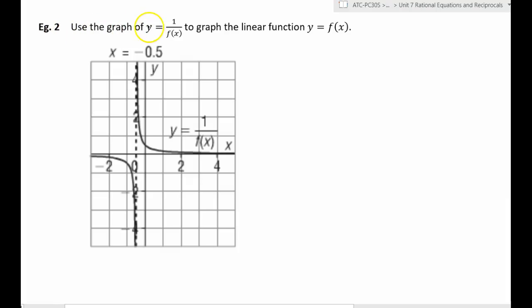Example 2. Use the graph of the reciprocal function to determine and graph the linear function y equals f of x. Okay, so a couple things we need to know. Our vertical asymptote is negative 0.5. We know that if we're talking about the reciprocal, and we've got a vertical asymptote there, then our original function, that should be our x-intercept.